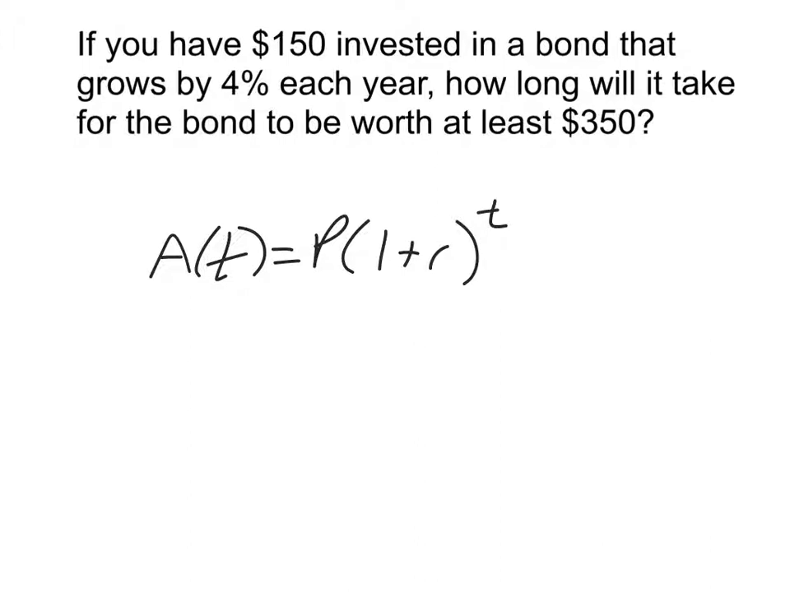In this case, what's P? 150, yeah, because P is always our starting amount. What is r? Potentially slightly trickier because, yeah, it's 4%, but I'm not going to put 4% in for r. I'm going to turn it into a decimal. So take your 4 divided by 100, and that gives you 0.04. That's 4% as a decimal. And then t is what we don't know. So then where do we put our 350?